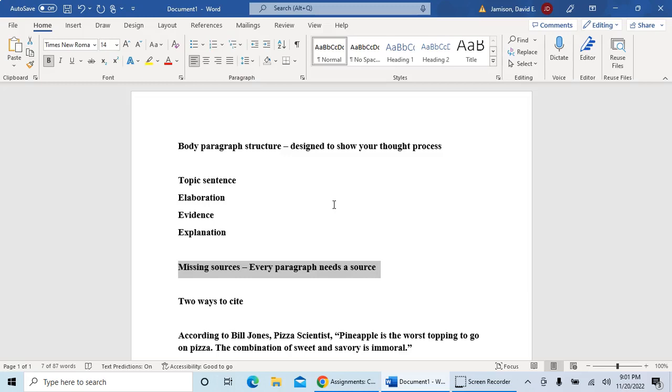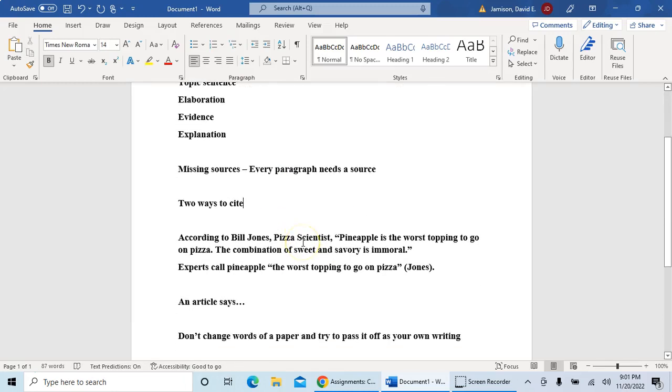So if you're missing any sources, then I probably told you to go and find some, or go and find the ones that you were using when you were writing, and make sure that you put them in. And if you wrote a paper with no sources, a couple of people did, then, again, that's not a research paper, because you didn't do any research.